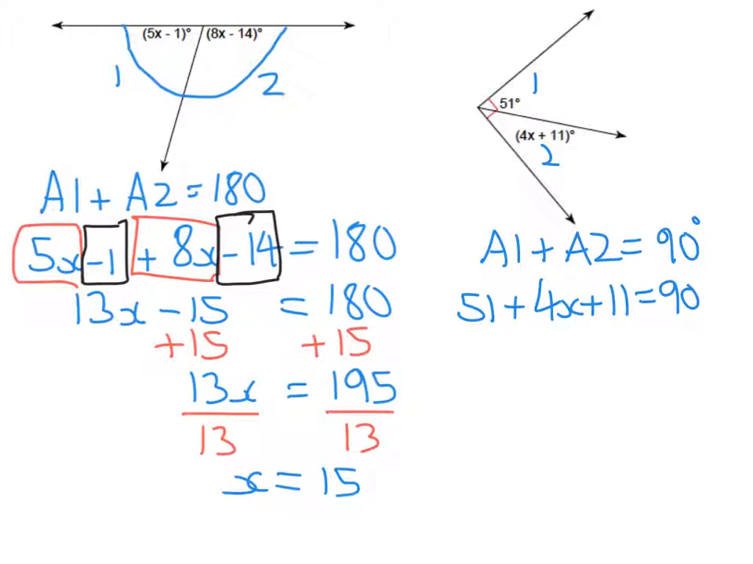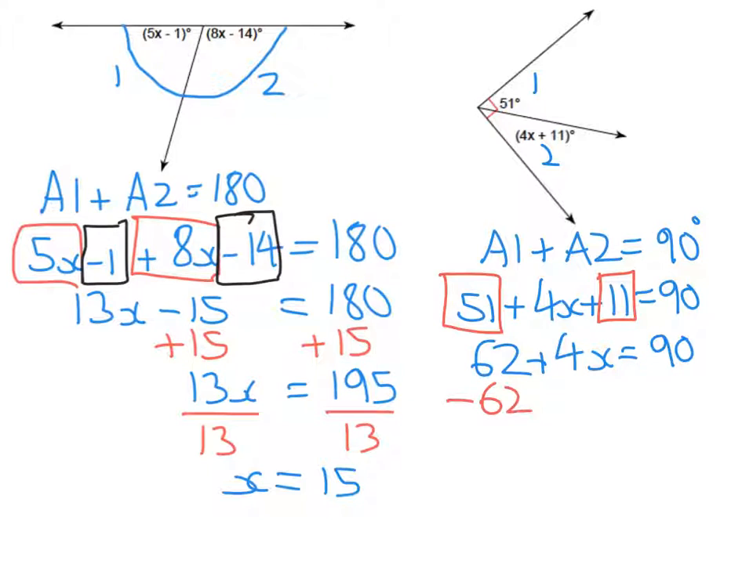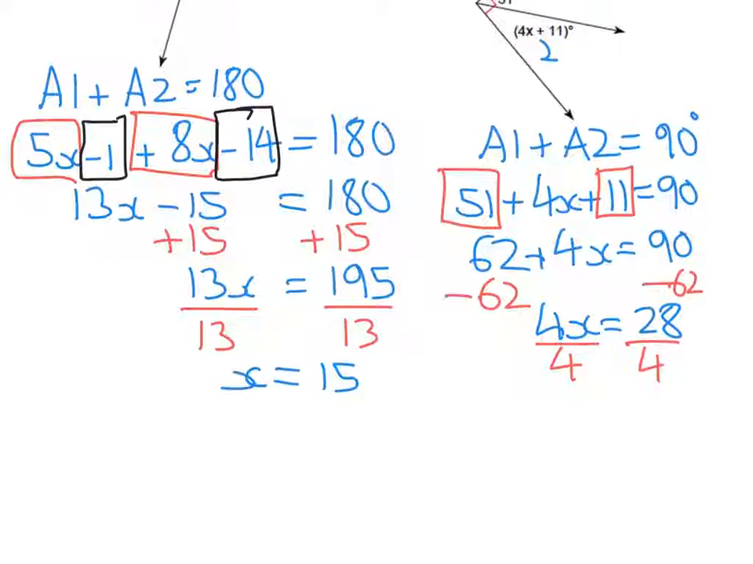So first, let's simplify this left-hand side. So I've got 51 and 11, so I can put those two together. So that's going to become 62 plus 4x is equal to 90. Let's take away the 62 so we can get the number terms on one side. We're going to get 4x is equal to 28. Divide both sides by 4. And we're going to get x is equal to 7. So the answer is x equals 7.